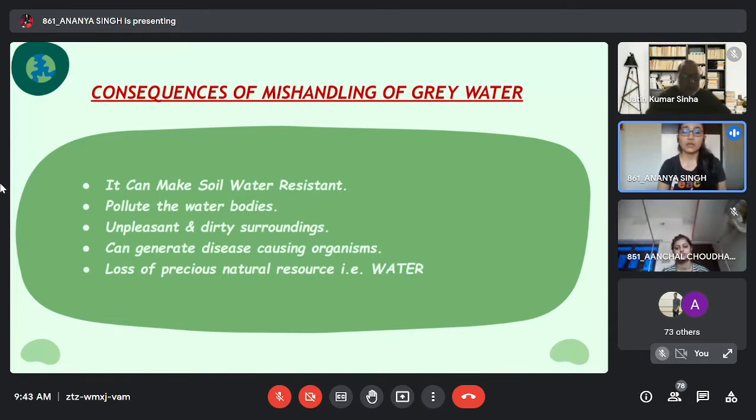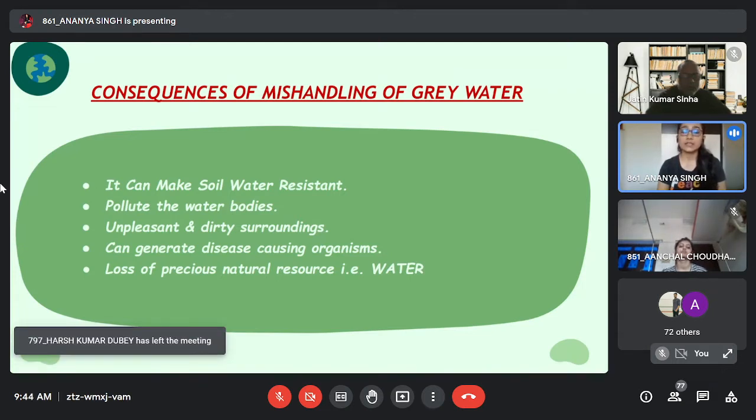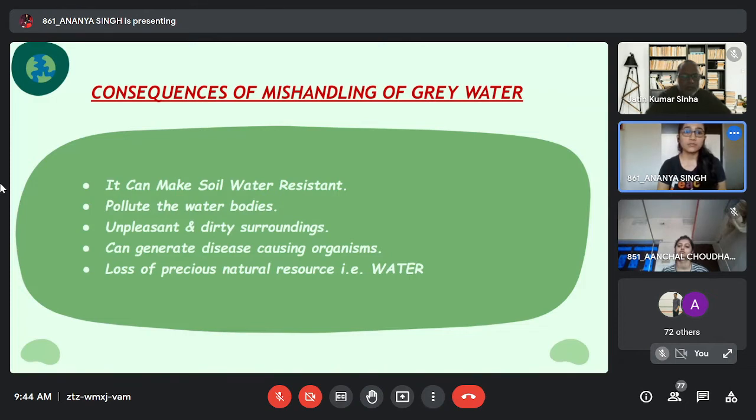Drain construction is often faulty and improper, leading to cracks and leakage. There is also misuse of the drainage system, as unintended leakage leads to mixing of grey water with fecal matter.